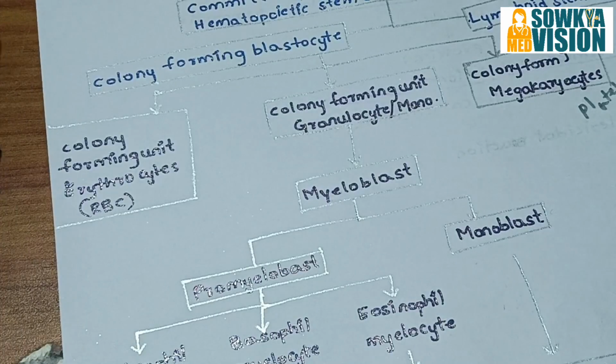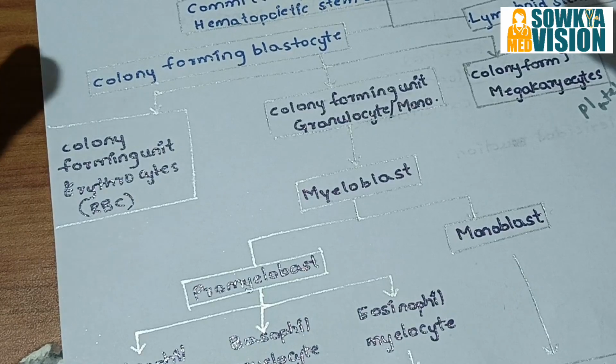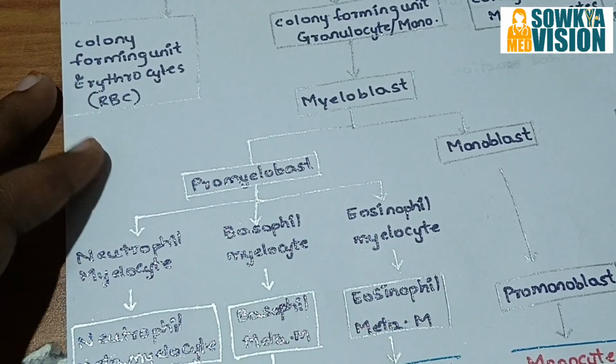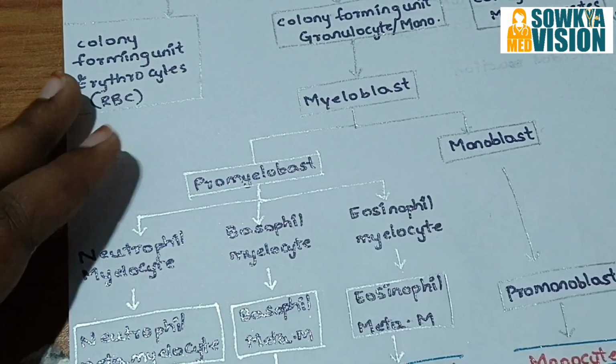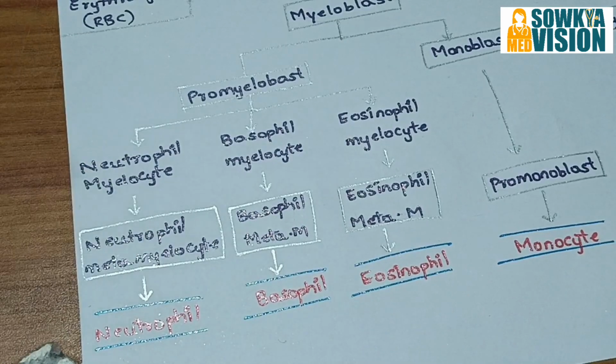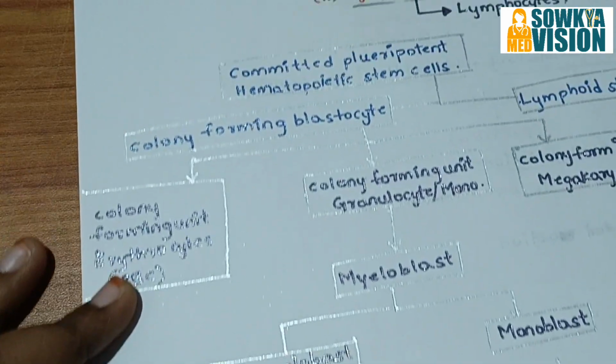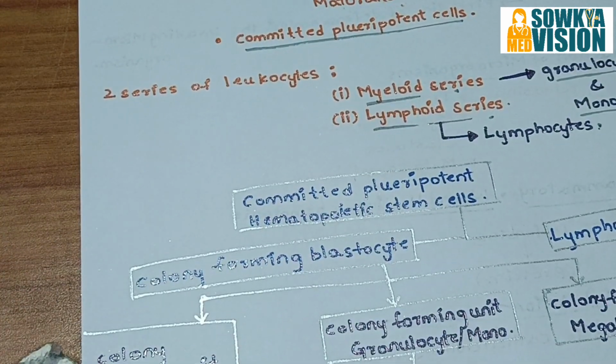Whereas the colony forming unit granulocytes divide into myeloblast and monoblast. Monoblast is going to give monocyte, whereas the promyeloblast on maturation gives neutrophil, basophil and eosinophil. Yes, this is the complete discussion of leukopoiesis and the leukocytes.